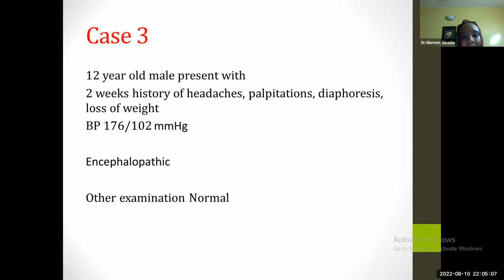And with this history, it is secondary because we have other symptoms pointing towards the underlying diagnosis, like headache, palpitation, diaphoresis, and loss of weight. It could be pheochromocytoma.